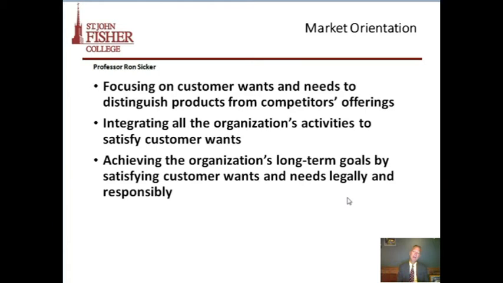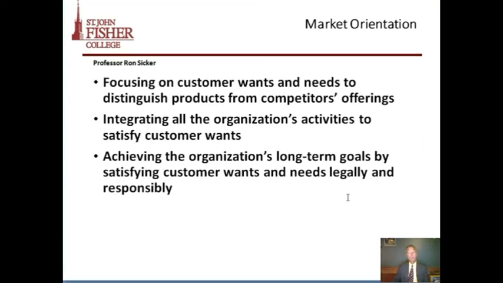The problem with market orientation is eventually you're going to have competition. So as you are driving to customer needs, other companies are out there trying to do the same thing, and eventually it becomes a price war or something like that.